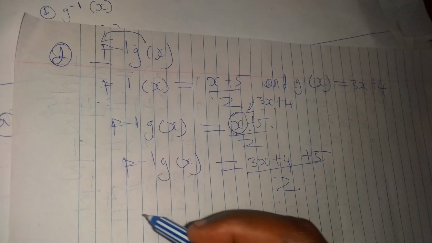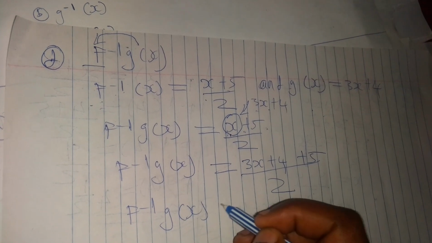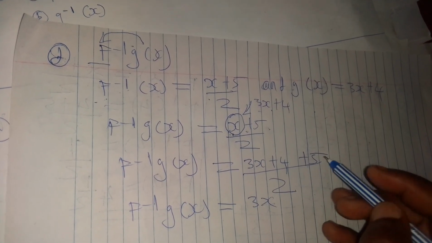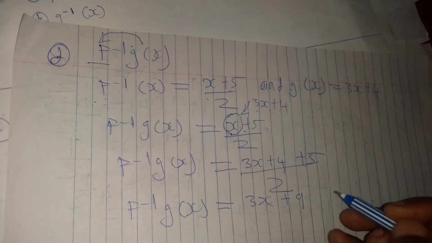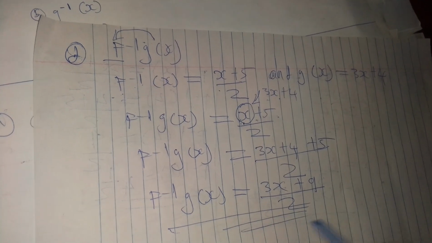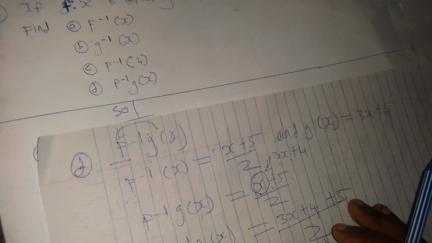You continue solving. Then f inverse g of x equals 3x, then you add 4 plus 5. 4 plus 5, you get 9 over 2. Then you are done. 3x plus 9 over 2. So that is our answer.